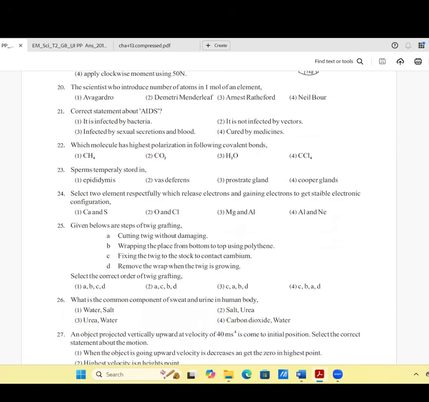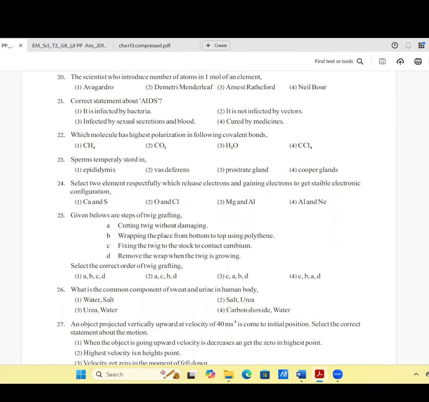Question number 21. Correct statement about AIDS. Answer 3. Infected by sexual secretions and blood. It is not infected by bacteria. It is not infected by vectors. Cured by medicines. They are wrong. Answer 3. Infected by sexual secretions and blood.